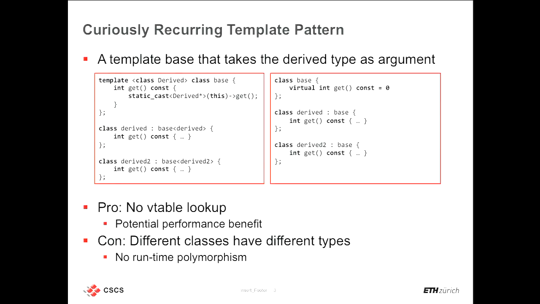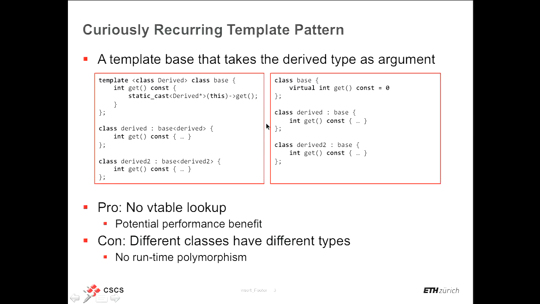Let's go with the CRTP, curiously recurring template pattern. That is simply having a class that inherits from a base class which is templated with the type of the derived class. So technically, that's how it is. The class derived inherits from the base, which is a template class, which is instantiated with the type of the derived class. And derived 2 is the same, right? You derive from derived 2.